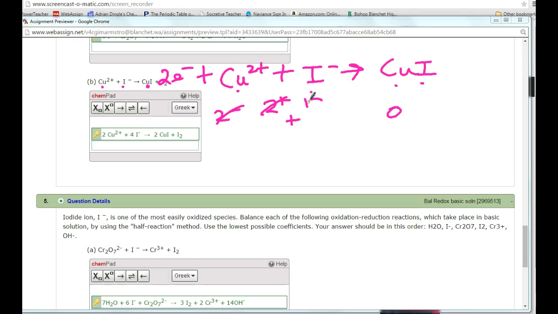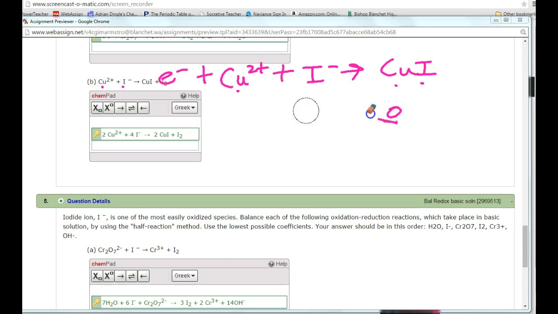Did I do that right? No, we just need 1 electron. I'm wrong with that. Let's try that again. Then we'll look at our charge. We need 1 electron, because a 1 minus and a 2 plus and a 1 minus would add up to 0, which we got over there.